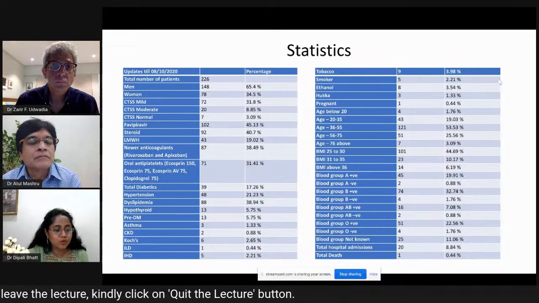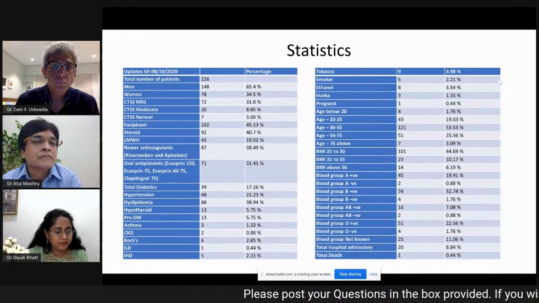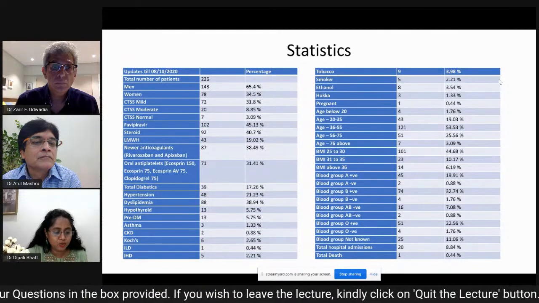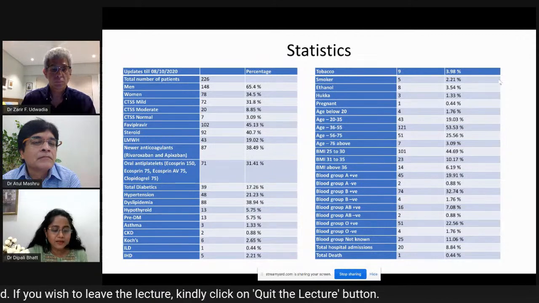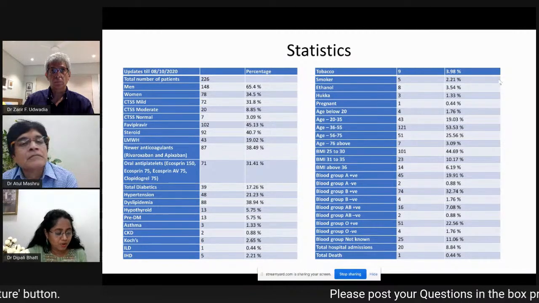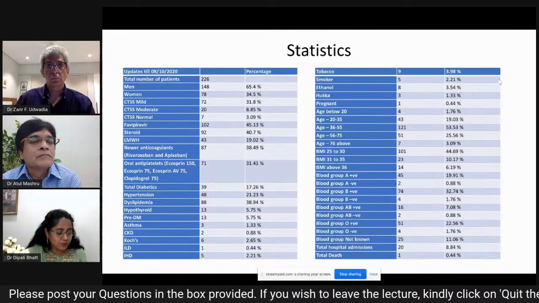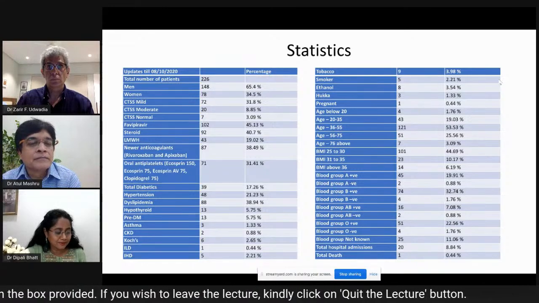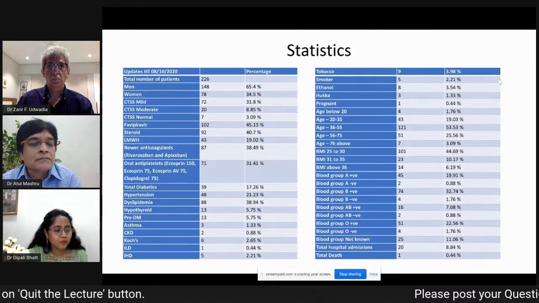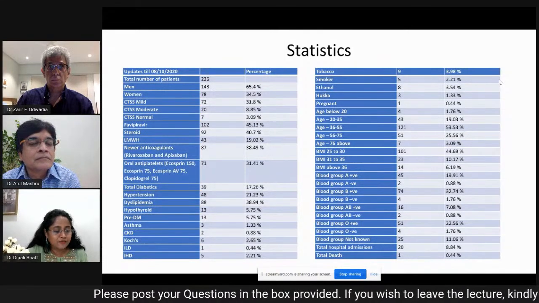Total number of patients who were home quarantined with us were 226, out of which 148 were men, 78 women. The CT severity score was mild in 72 of them, moderate in 20, and normal in 7. Those who were treated with favipiravir were 102, oral steroids 92, low molecular weight heparin 93, the newer oral anticoagulants 87, antiplatelets 71.